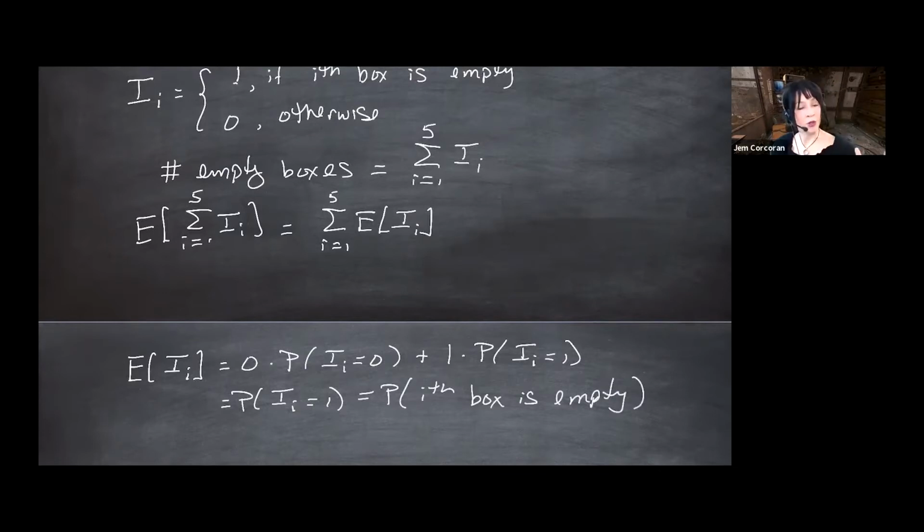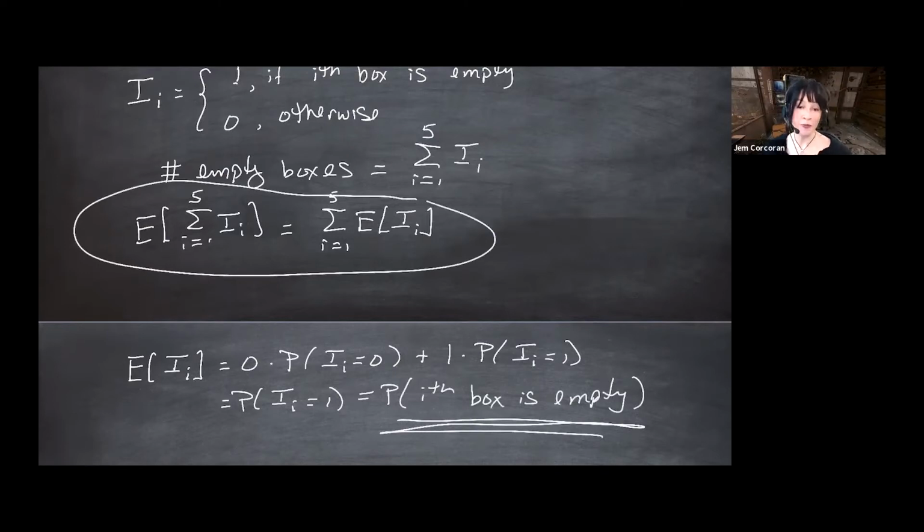And I know it seems weird, but you can consider this box alone because that's all I care about right now, the probability that the ith box is empty. I don't care about it being box number 1, or about the other boxes, because of this nice linear operatorness of expectation.